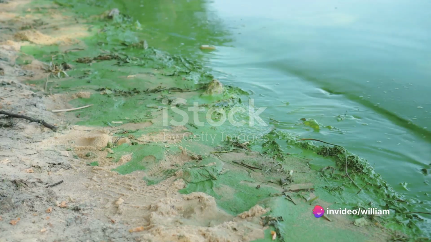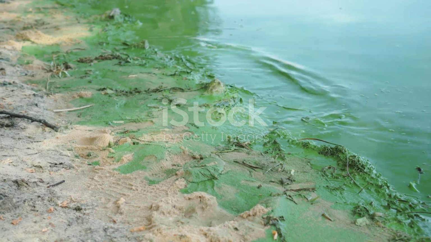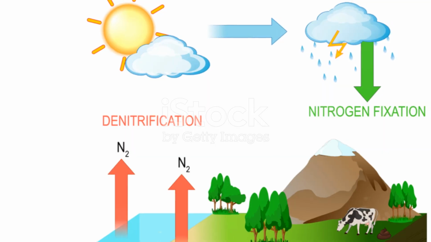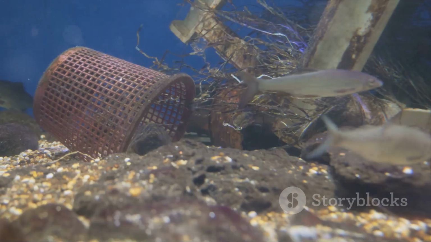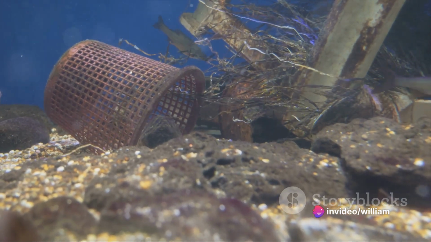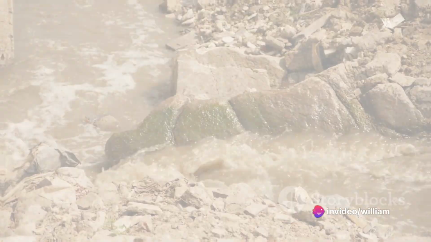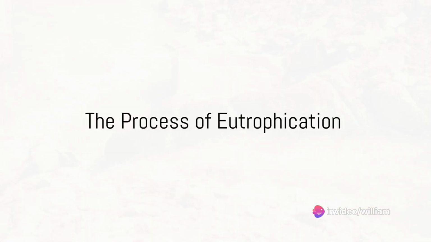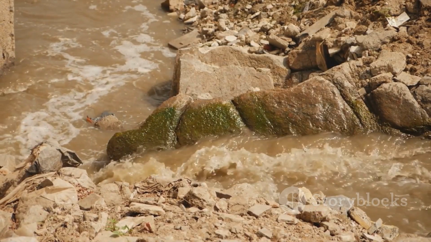This enrichment is primarily due to two key elements: nitrogen and phosphorus. Both are essential for life, but in excess they can disrupt the balance of an ecosystem and lead to a series of adverse effects. So, how does eutrophication happen? It all starts with human activity.